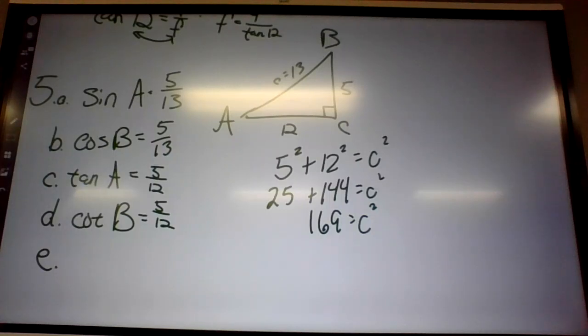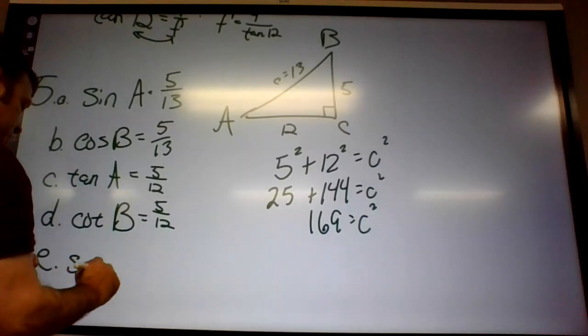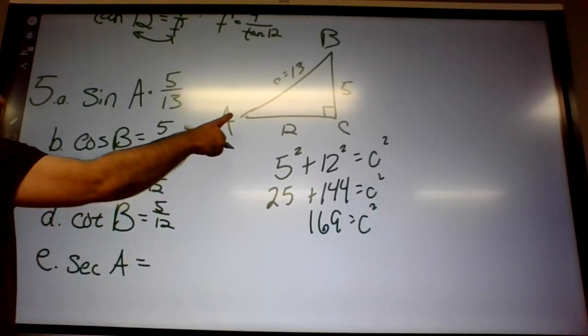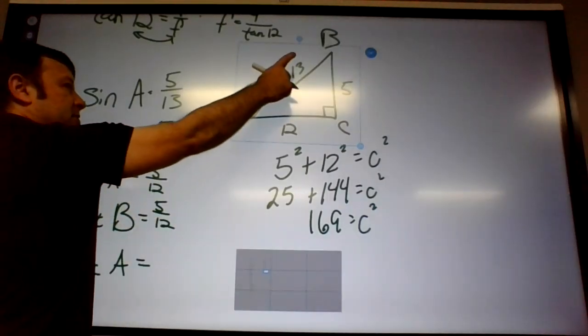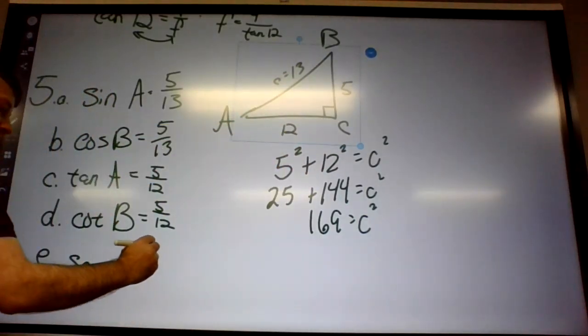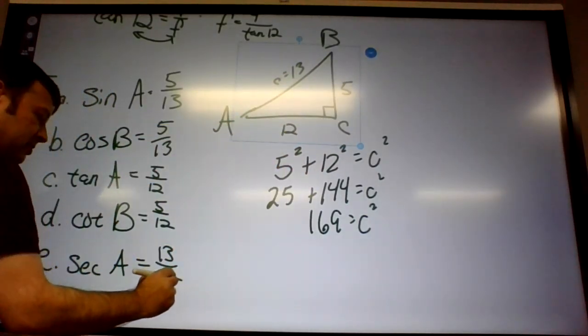Secant of A. So secant goes with cosine. Cosine's adjacent over hypotenuse. So this, we're looking for hypotenuse over adjacent. So hypotenuse, adjacent. 13 twelfths.